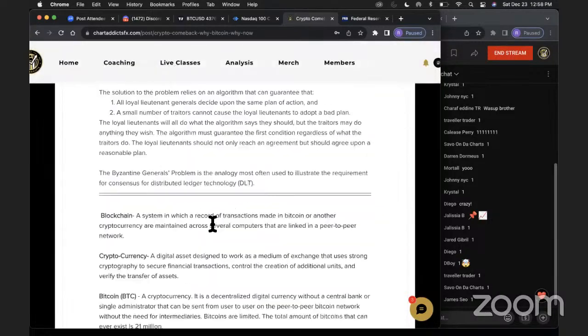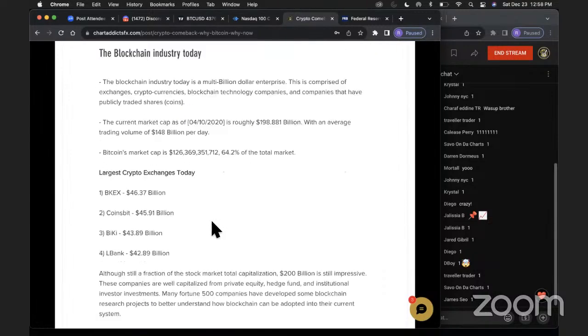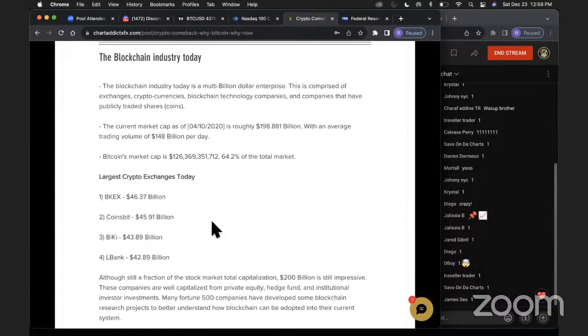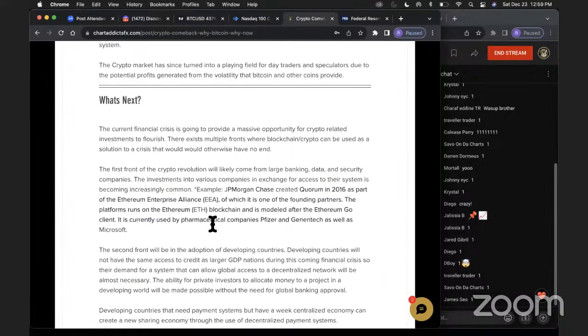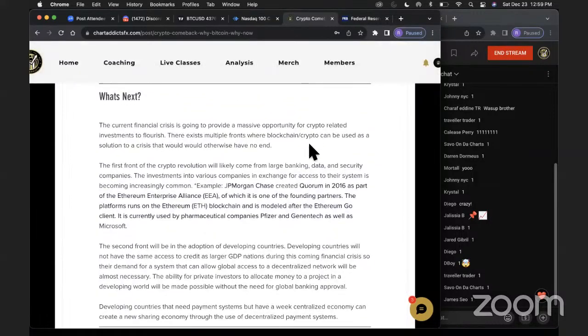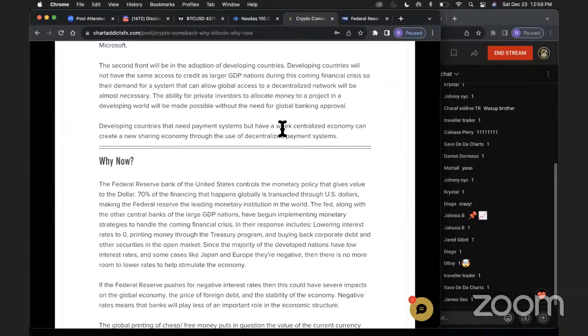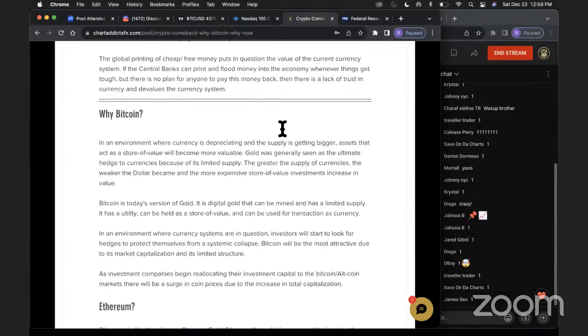I went through the whole thing of why Bitcoin exists, the Byzantine general problem, the history of Bitcoin, and the evolution of blockchain, the biggest players in the game. And then what's next? I was calling this from back in 2020, how JP Morgan Chase and Enterprise and some of these other big companies were starting to invest on the low, but they weren't telling anybody.